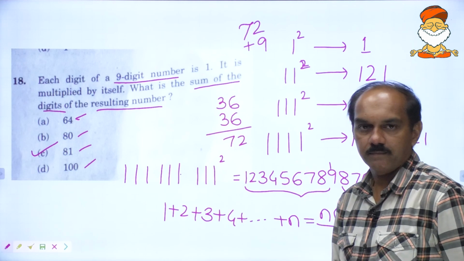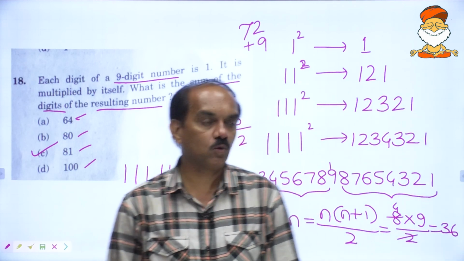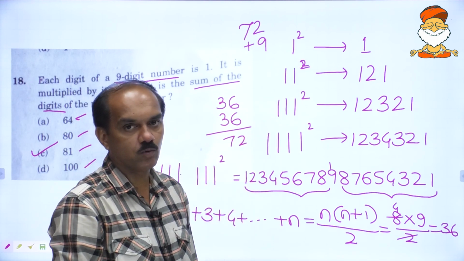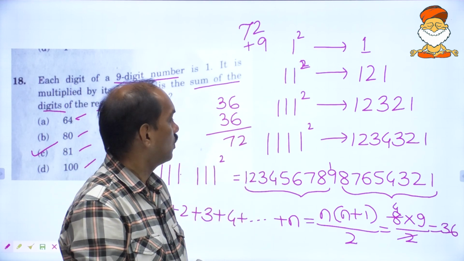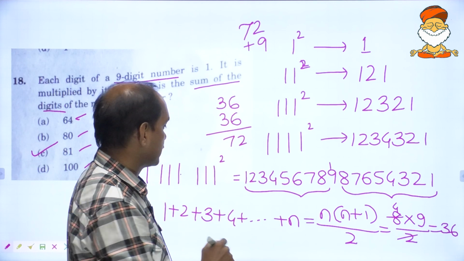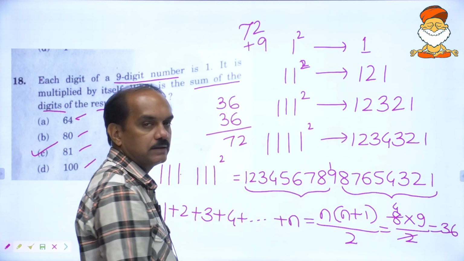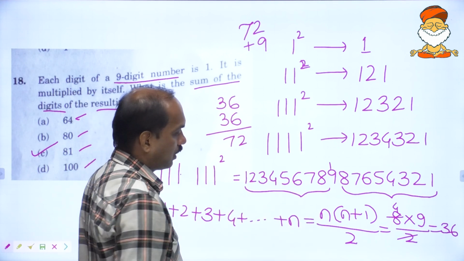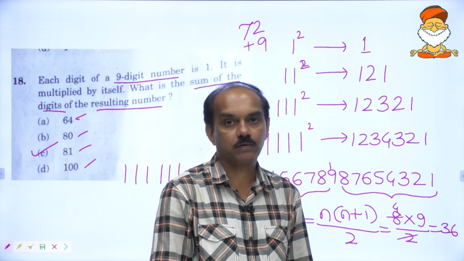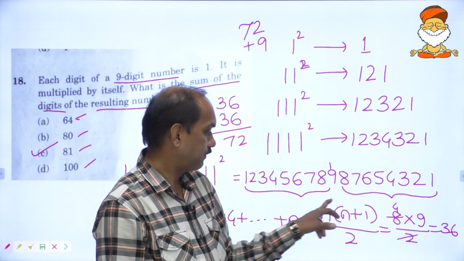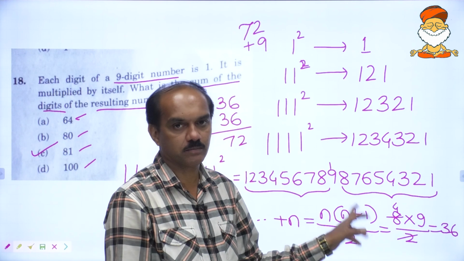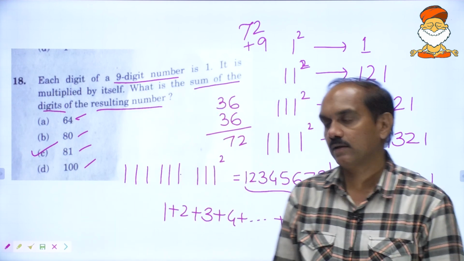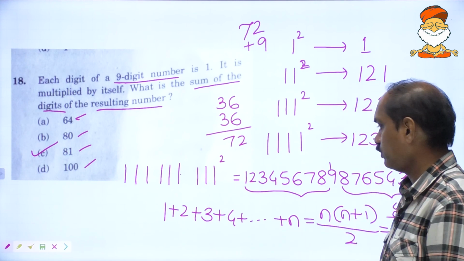So there are two parts here. Part number 1, you will have to know this trick, how to find squares of numbers involving only ones. And then the second part is how to add these digits. This is the formula to find out the sum of the first n natural numbers: 1, 2, 3, 4, up to any number, you can add using the formula n into n plus 1 by 2.